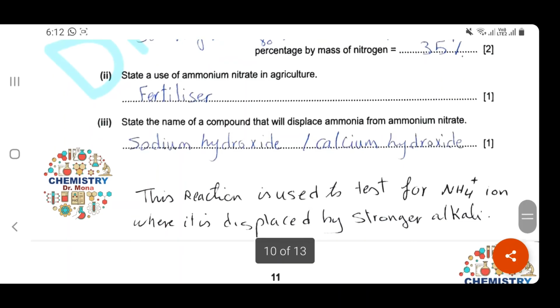State the name of a compound that will displace ammonia from ammonium nitrate. Ammonia is a weak base, so it can be displaced by a stronger base like sodium hydroxide, potassium hydroxide, and calcium hydroxide. And this reaction is used to test for ammonium ions. Where we are testing for ammonium ions, we displace ammonia by a stronger alkali like sodium hydroxide, and the positive test is by smell, the pungent odor of ammonia that is released.